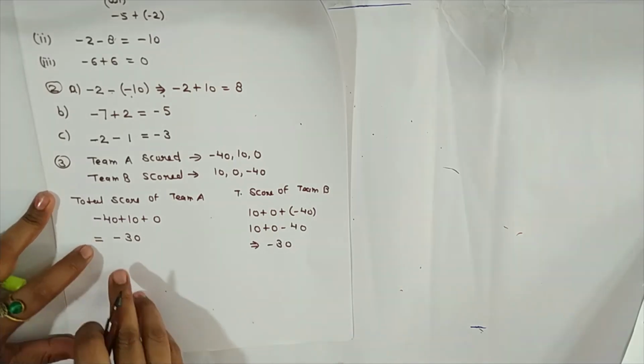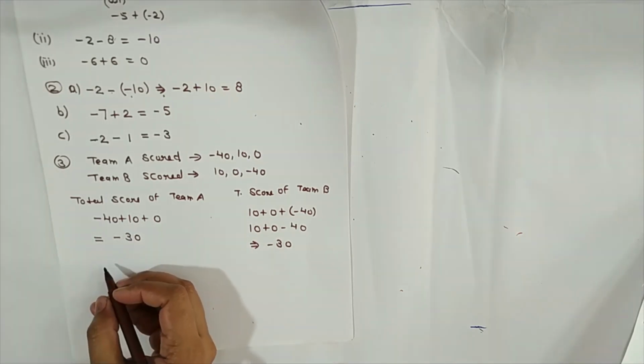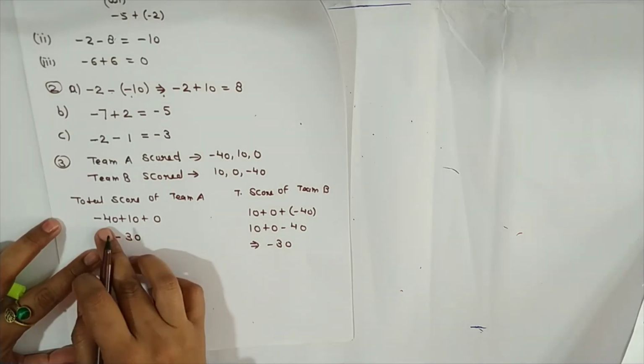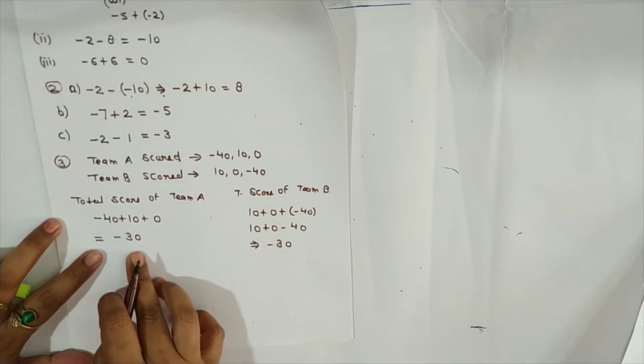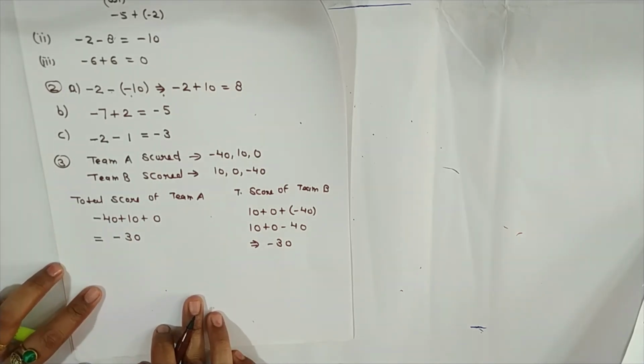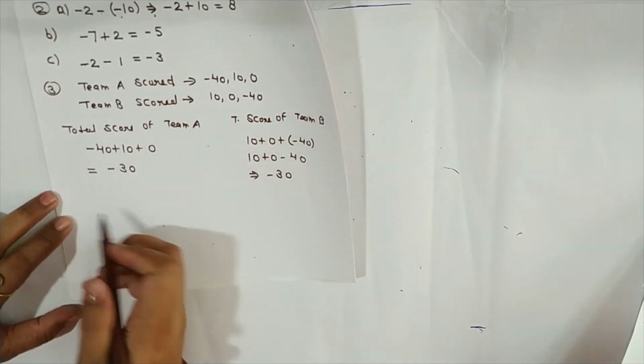Now you can see, if I am changing the places of these numbers, the sum will be the same. So yes, we can add integers in any order due to the commutative property. Now move on to the next question.